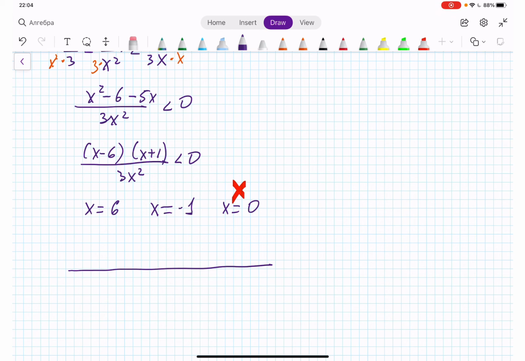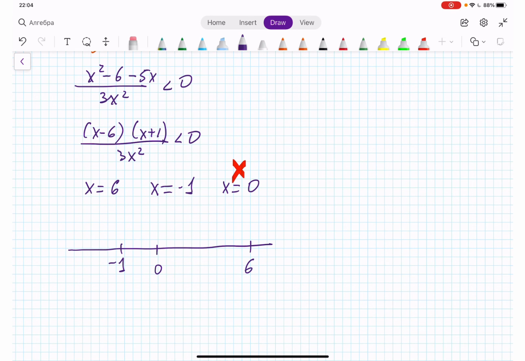So 1, 2, 3 critical points this time, which means we are going to test 4 intervals. So -1, here is going to be 0, and here is going to be 6. All right, so in this area we are getting -infinity to -1. Here we are getting -1 to 0. Here taking 0 and 6, and 6 and positive infinity. Okay, equal sign is missing there. It's only less than. We have to get less than 0.